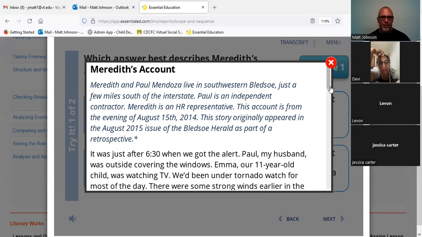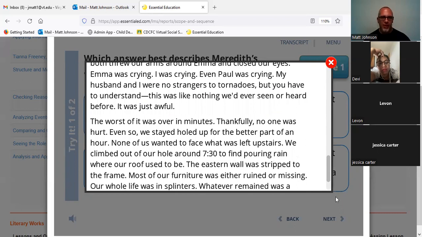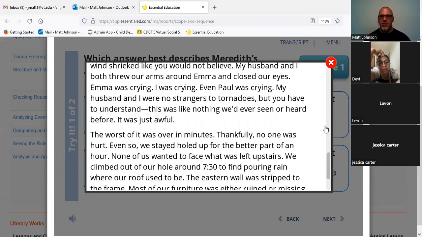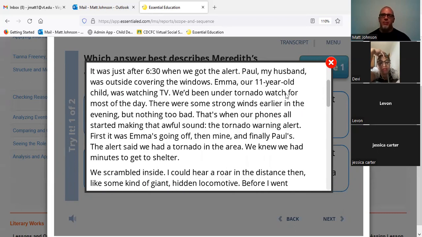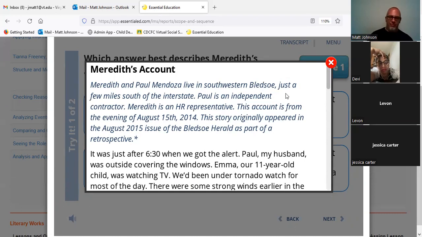I think I got an asterisk beside that. Let's see what it says by retrospective. Do we have anything? Oh, it's fictionalized. So this is supposed to be, for our purposes of learning, actually a fictionalized account, but it's supposed to look like something that actually occurred. Of course, the Bledsoe Herald certainly would have been a newspaper.